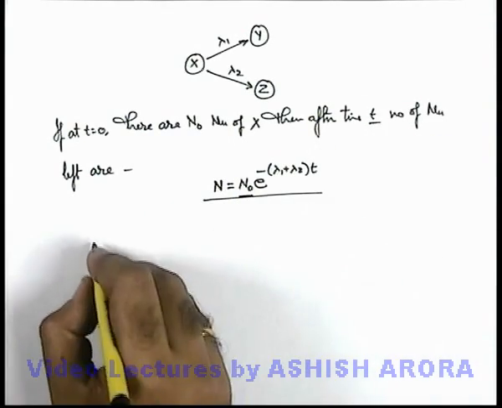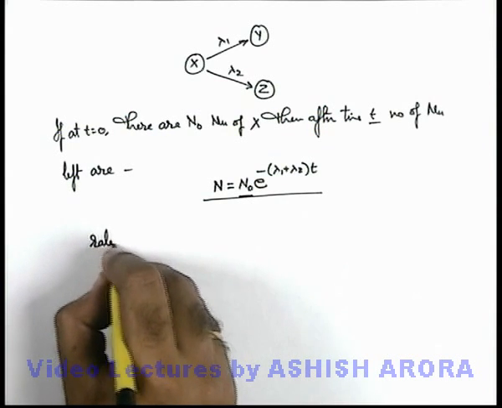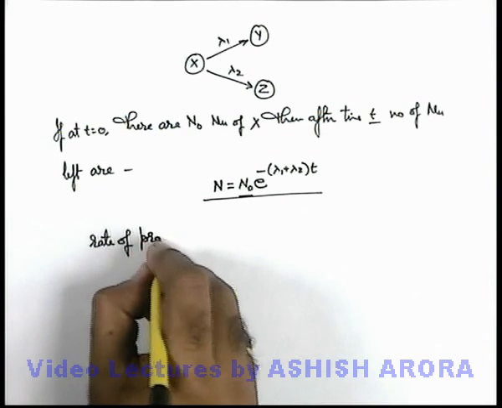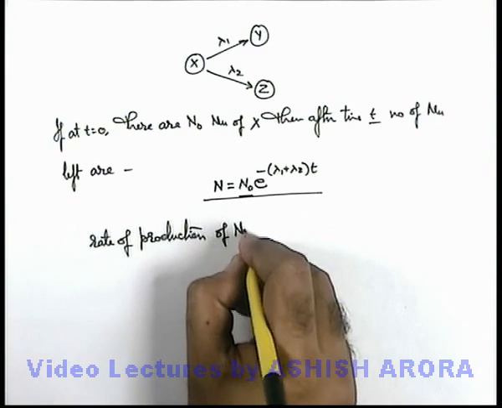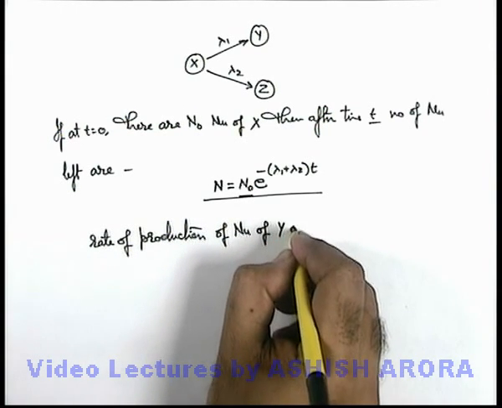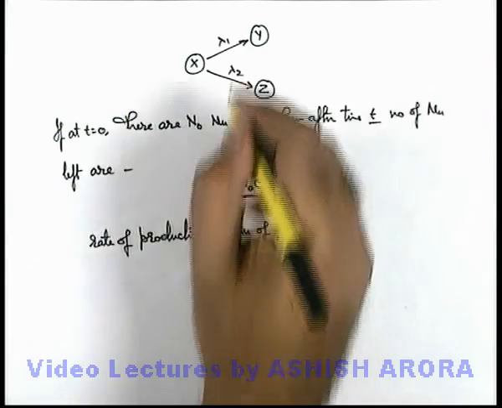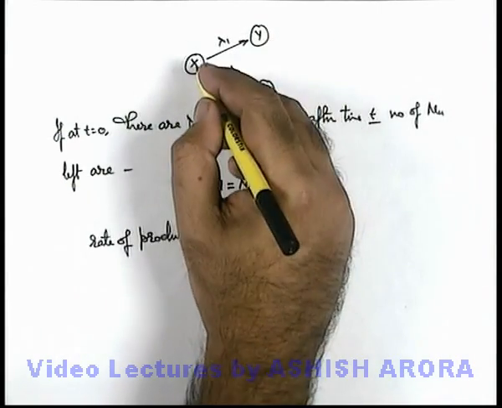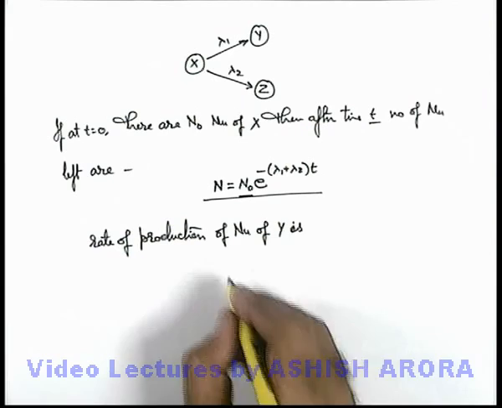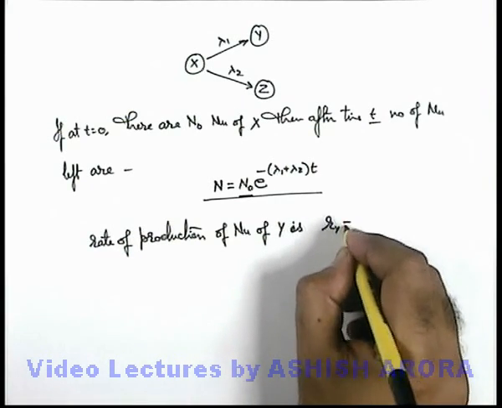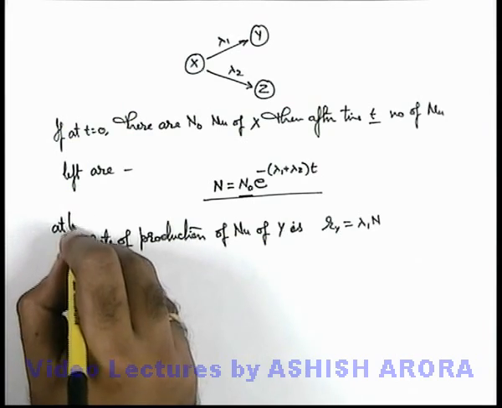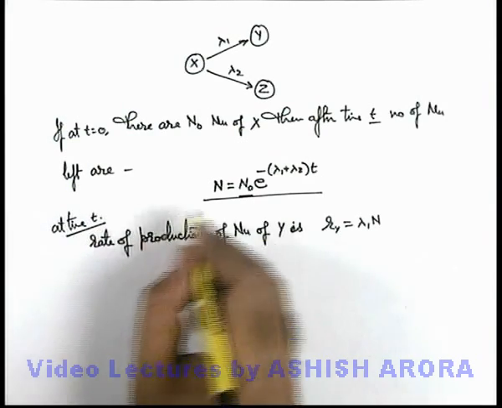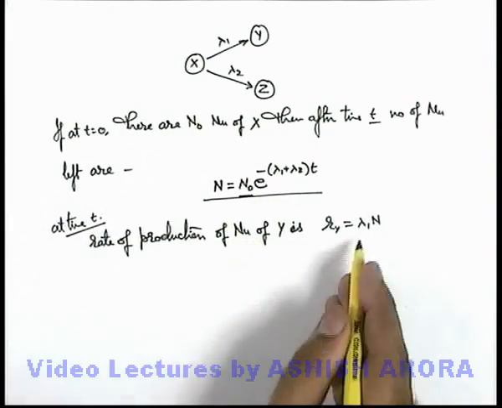And here we can directly write the rate of production of nuclei of Y, the rate at which Y is being produced, is the activity of X towards Y, and this rate of production of Y we can write as lambda 1 N. Thus we are talking at time T, the number of available X nuclei are N.